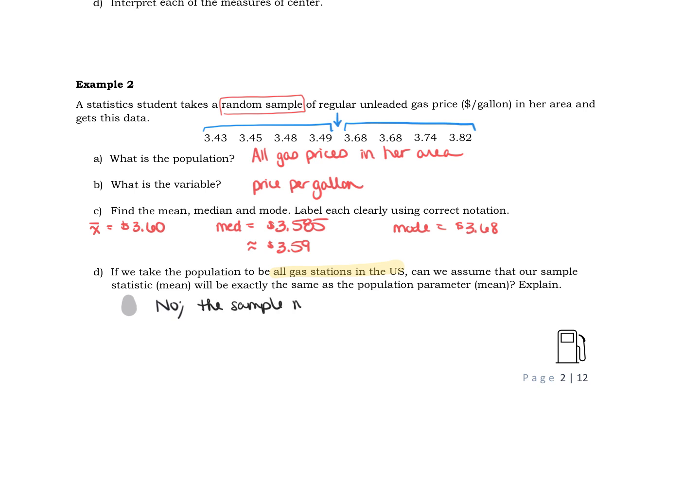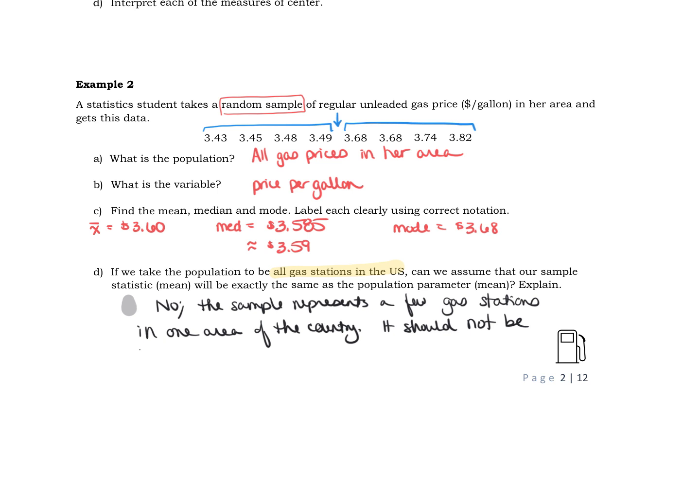So the sample represents a few gas stations in one area of the country. It is not likely that the sample mean will equal the population mean. And that concludes the video on the first part of section 3.1.